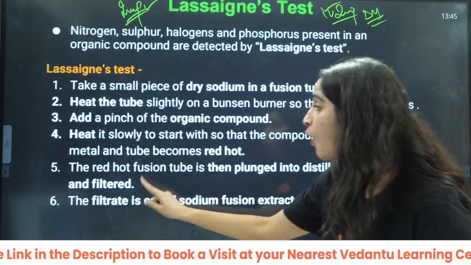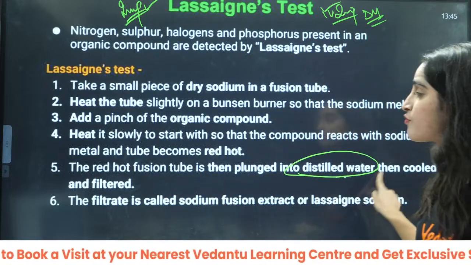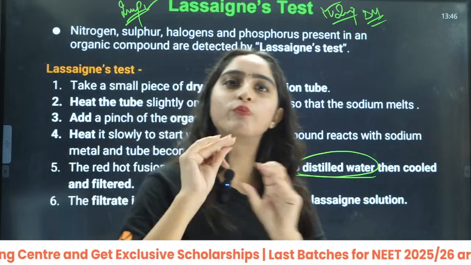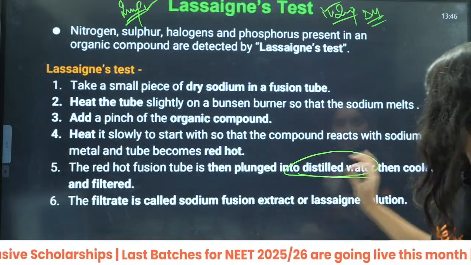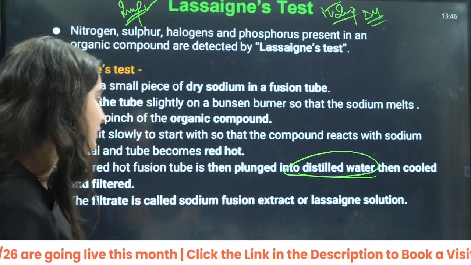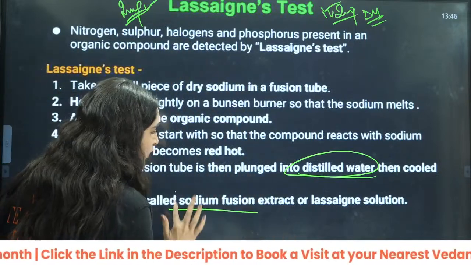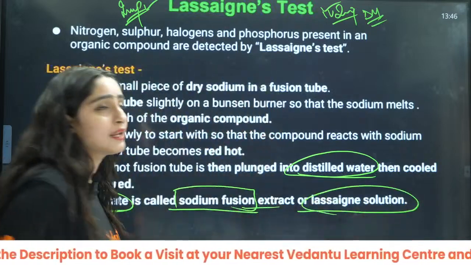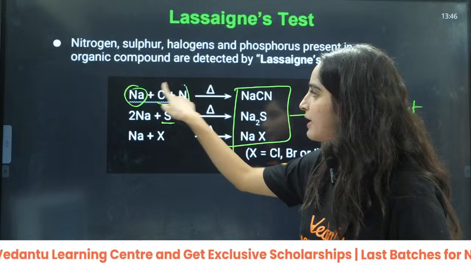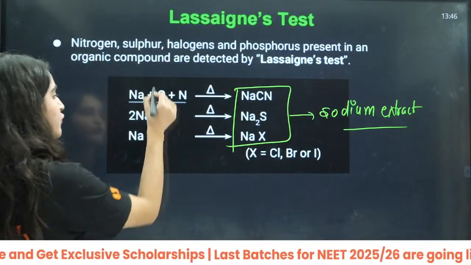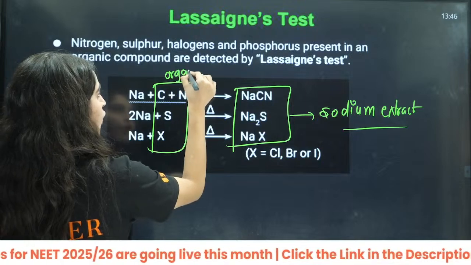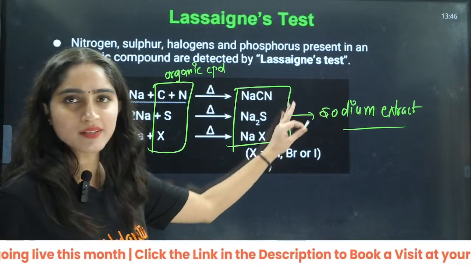Now what you will do, the red hot fusion tube is then plunged into distilled water, right? You will just put it in the distilled water. What will happen? A sound will come and this tube will break, right? Then it is cooled and filtered. This will break, and then you will filter it out. And after that, the filtrate is called sodium fusion extract, or also called Lassaigne solution. Okay, and that is how you will have this sodium that was in the tube. This was the organic compound. I can write in here that these things are from the organic compound. This is from the organic compound. This is what we will make.